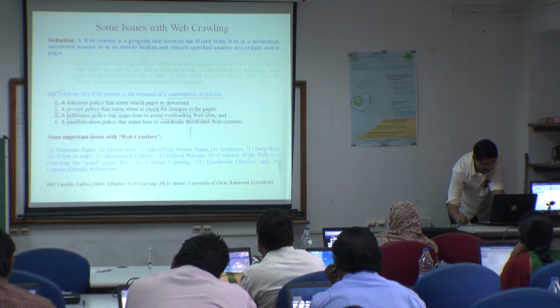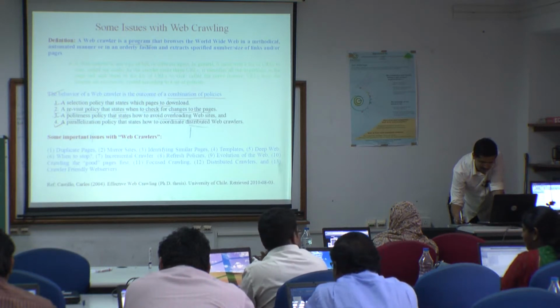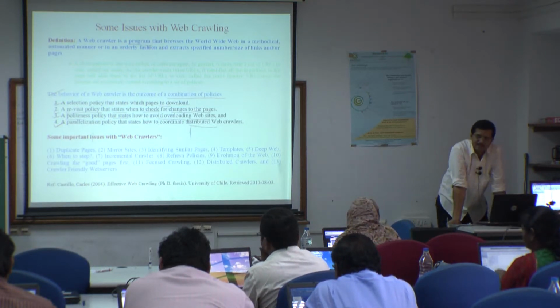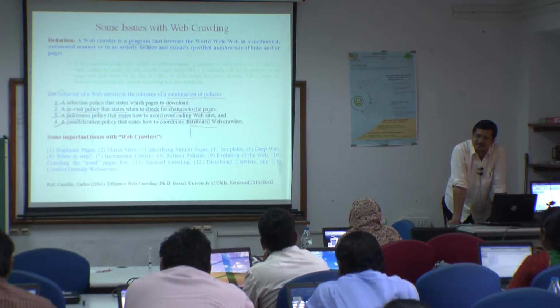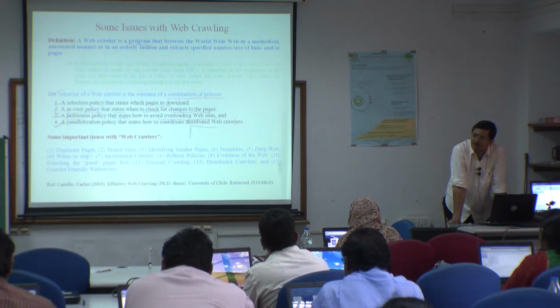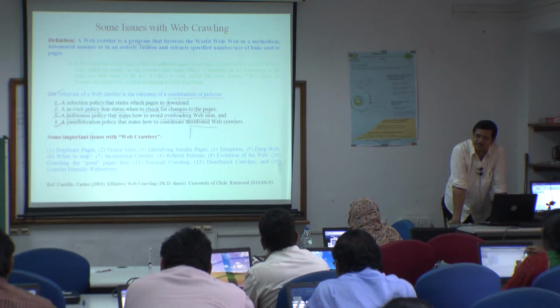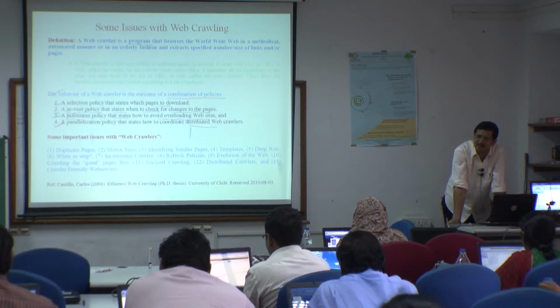Fourth is the parallelization policy that states how to coordinate distributed web crawlers. If you depend upon a single channel to crawl all web pages, then it will take a lot of time. So people now use the setup of distributed crawlers to crawl the web pages parallelly, and then apply the same methodology to check whether they are going to enter duplicate entries or not.